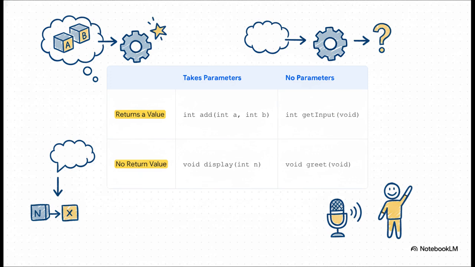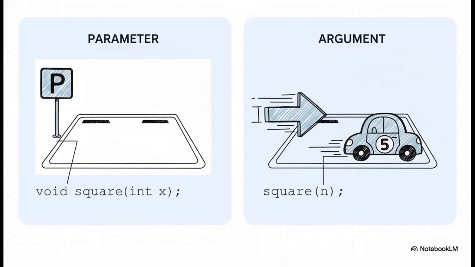Or you could have one that takes nothing in but still returns something, maybe a function that gets input from a user. Then you've got functions that take data in but don't return anything, like maybe one that just displays something on the screen. And finally, you've got the kind that does neither, like a simple greet function that just says hello. Okay, let's get our vocabulary straight, because this trips people up.